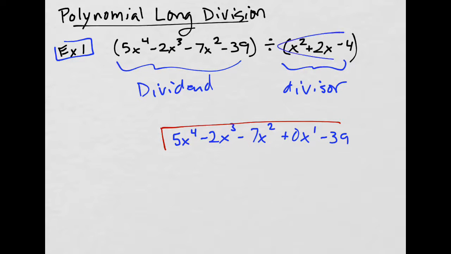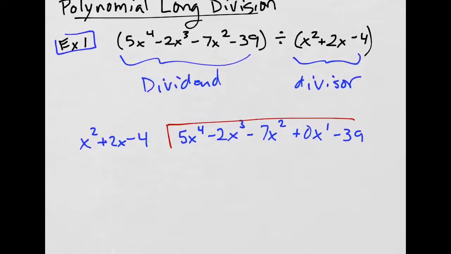Now I do the same in the divisor. If I have a missing exponent, I got to put in a 0 placeholder. So missing exponent, put in a 0 placeholder. Do you hear what I'm saying? Rewind it right now. Okay. So I'll write down the divisor on the outside. That's x squared plus 2x minus 4, 2, 1, and then no exponent. Okay, cool. So we're good.